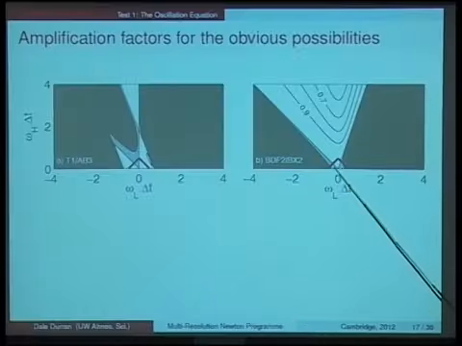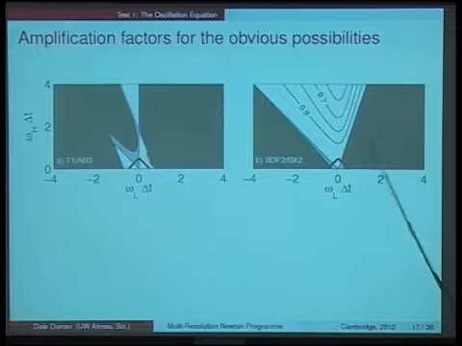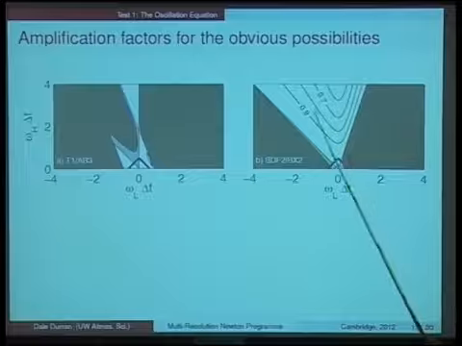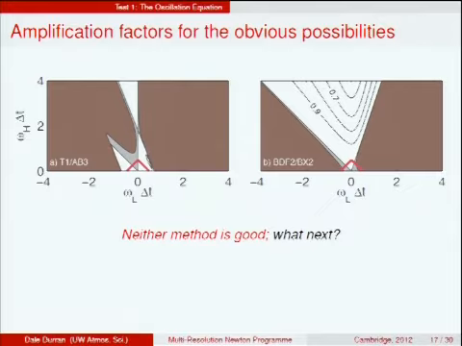It has the same problem with stability near the origin, and the wedge in which things are stable for larger time steps is relatively narrow. So it's not particularly attractive either. So neither method is really all that good.